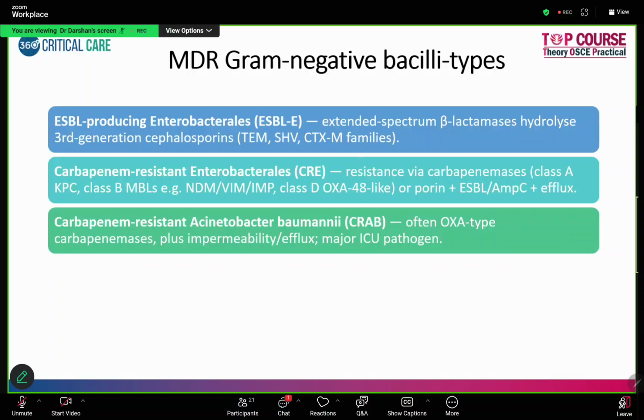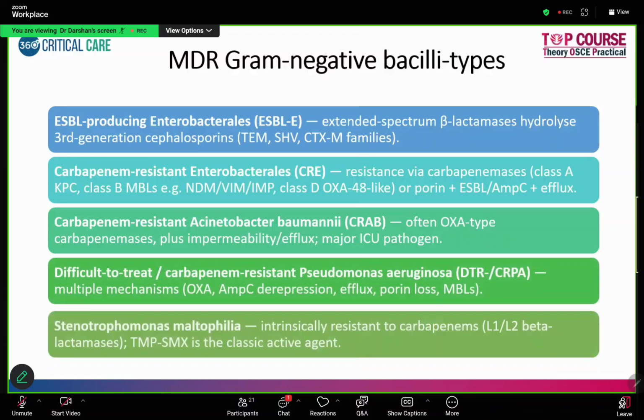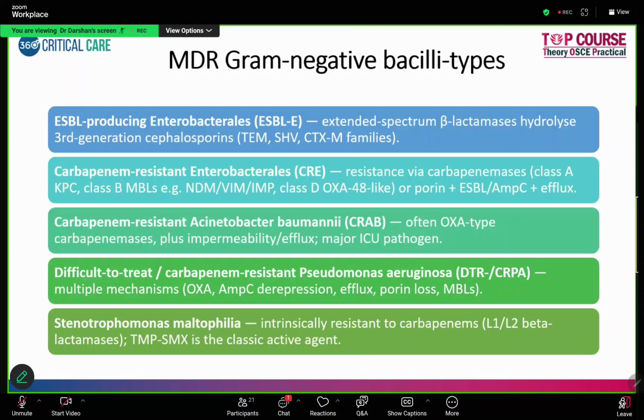The next one is carbapenem resistant Acinetobacter baumannii. Okay, you might be asking, we have already told you earlier about CREs, etc. Why do we have to specify a separate organism like this? I'll be dealing with this in the subsequent slides. Okay, so after this, there is difficult to treat Pseudomonas aeruginosa and Stenotrophomonas maltophilia.